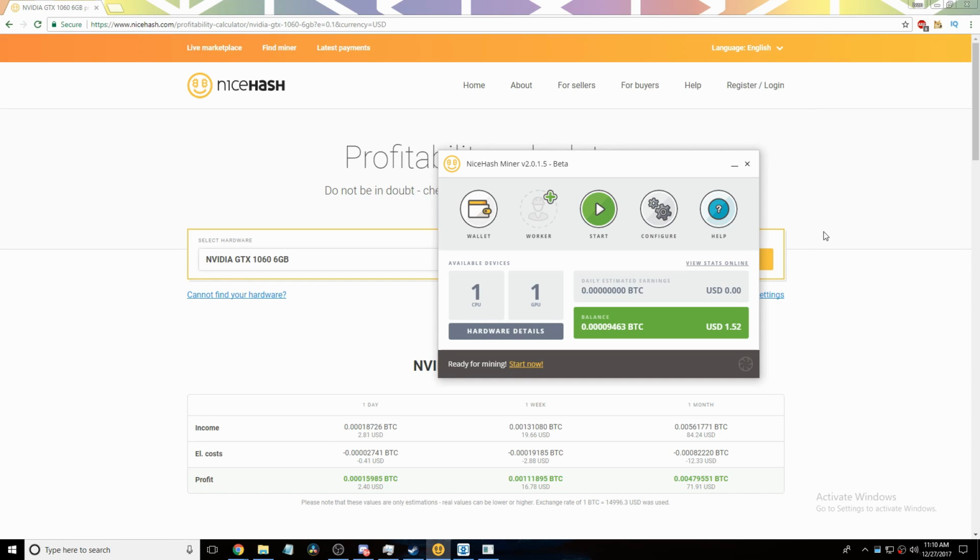Is cryptocurrency mining with NiceHash at all profitable? Well, kind of not.